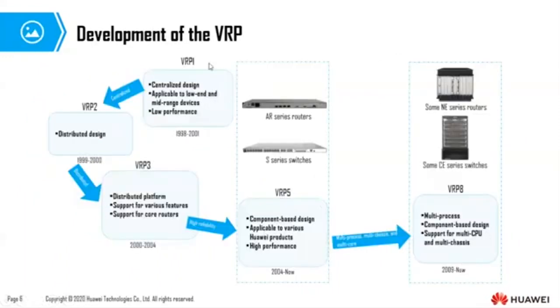Now, over the years, VRP has evolved through various versions. The first one was called VRP1. The other one was called VRP2. Then we have 3. Then after 3, we went to 5. And after that, we went to VRP version 8.